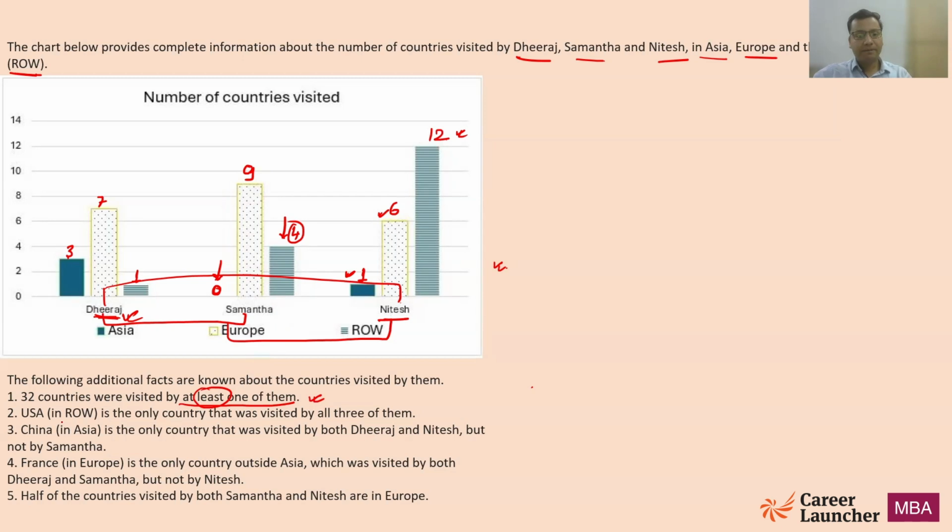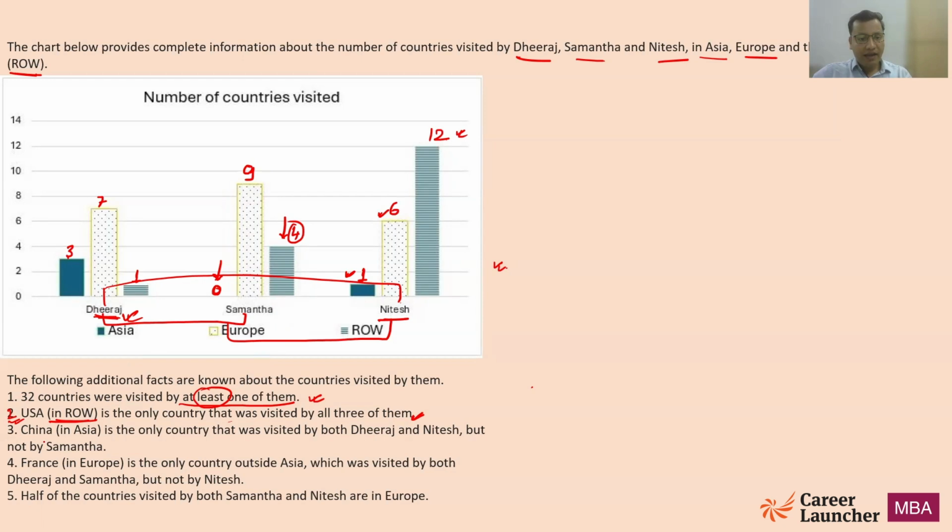USA, which is in the rest of the world, and in none of Asia or Europe, is the only country that was visited by all. So this is straightforward information that is given to you: USA is the only country which is visited by all three. This is very, very important information provided in the second statement. We'll use it directly in our Venn diagram. As I said, this set is a beautiful integration of Venn diagram, right?